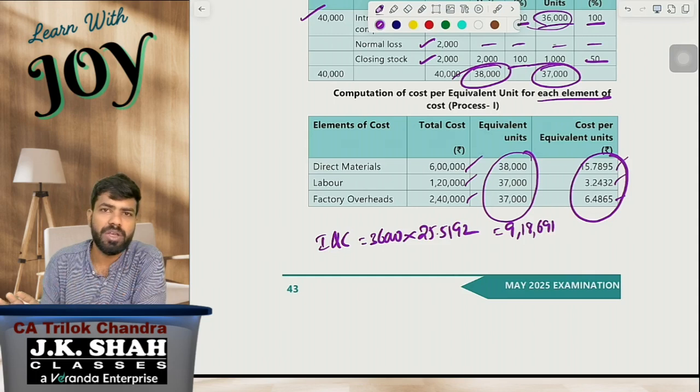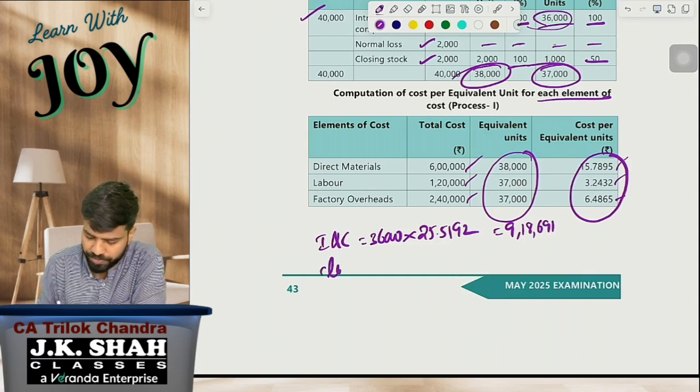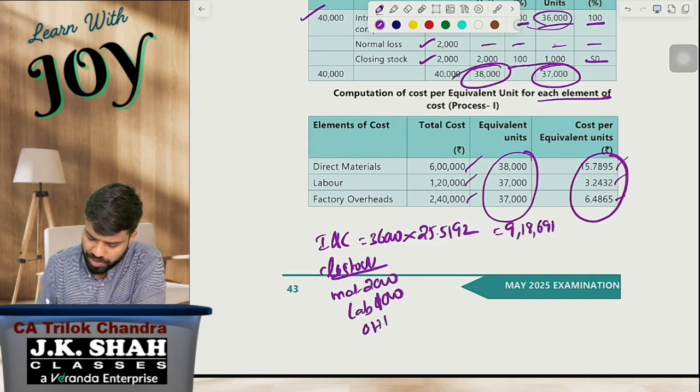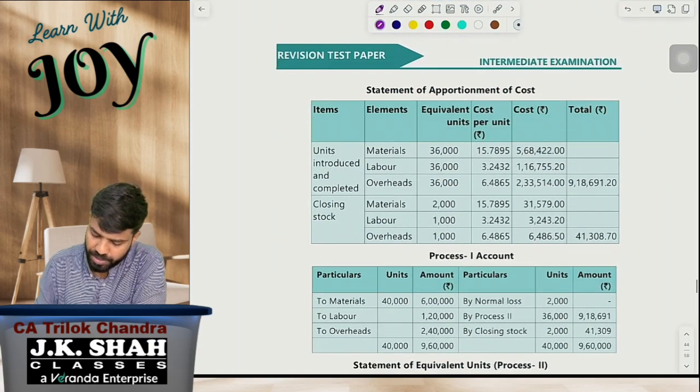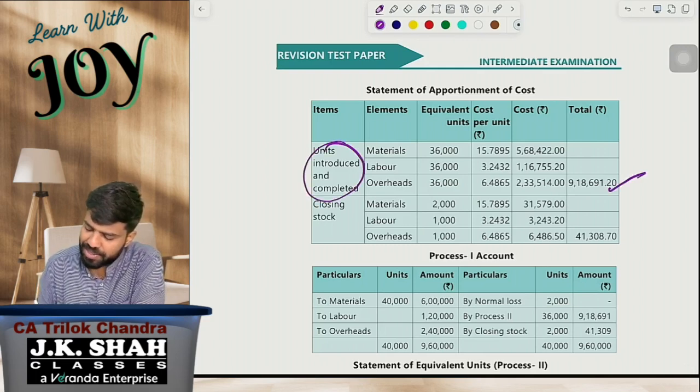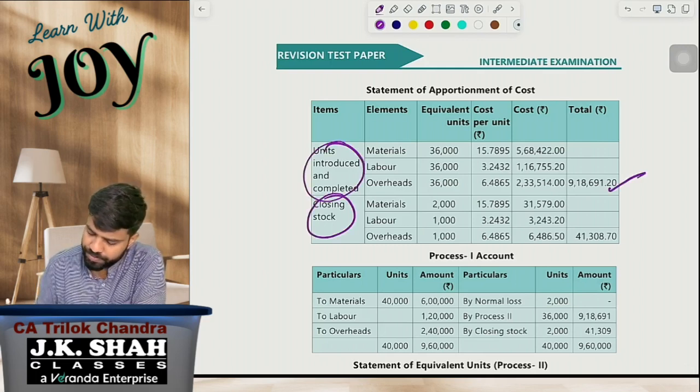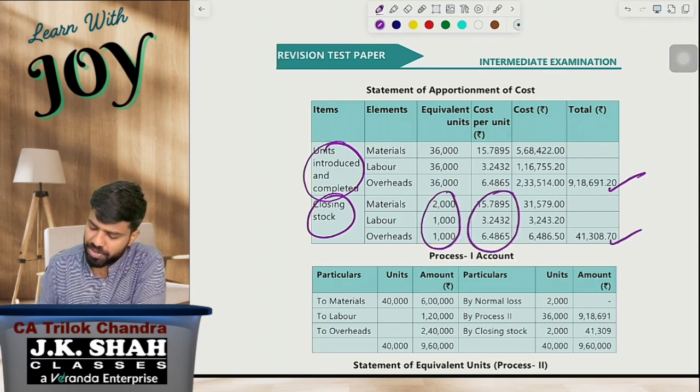Normal loss, we are not going to apportion the cost. When it comes to closing stock, material equivalent units is 2,000, labor equivalent units is 1,000, overheads equivalent units is 1,000, into cost per equivalent unit of material 15.7895, labor 3.2432, overheads 6.4865. If you take the product of this, we'll get the total amount, the closing stock value. Look here: units introduced and completed 9,18,691.20, closing stock 41,308.70. As I took the units and cost per equivalent unit, we get the total cost.